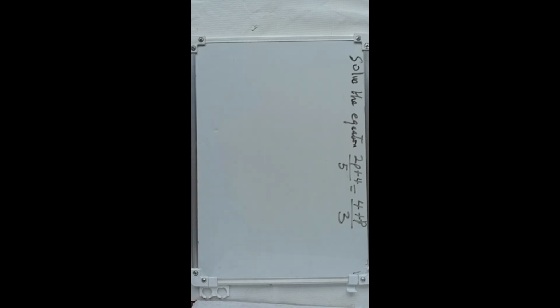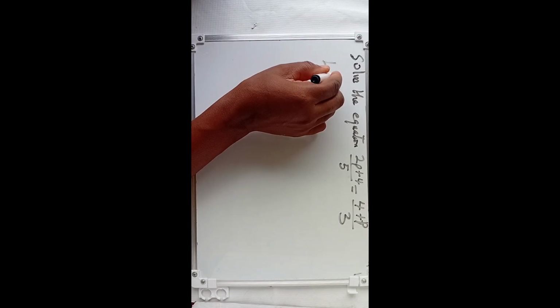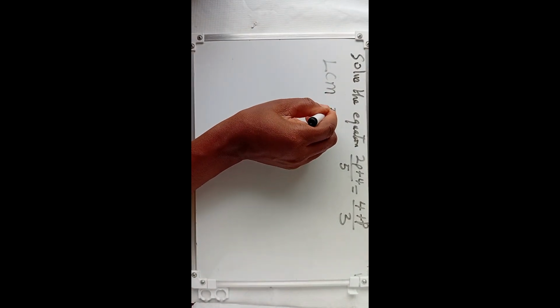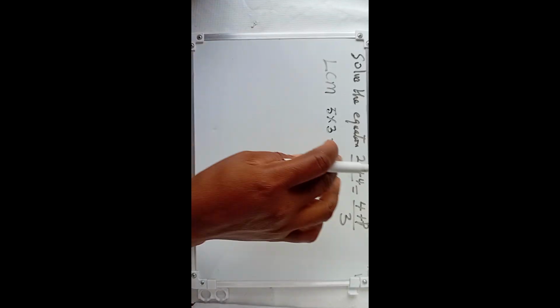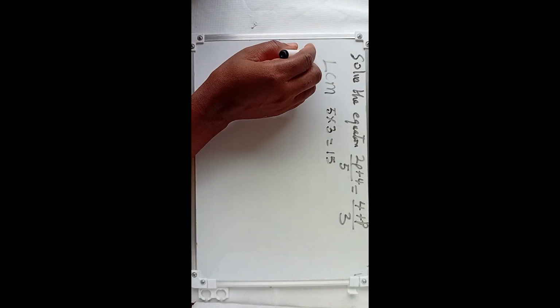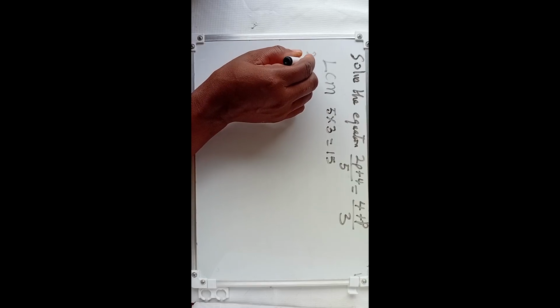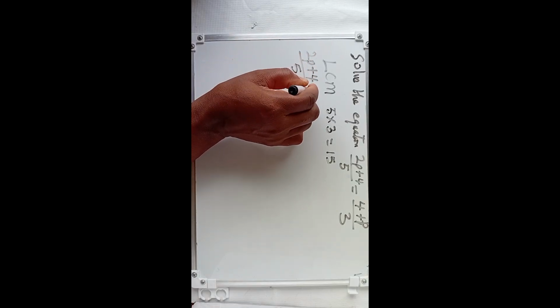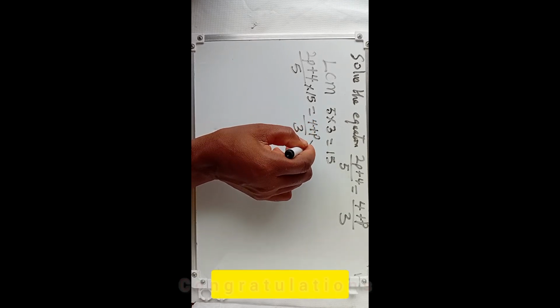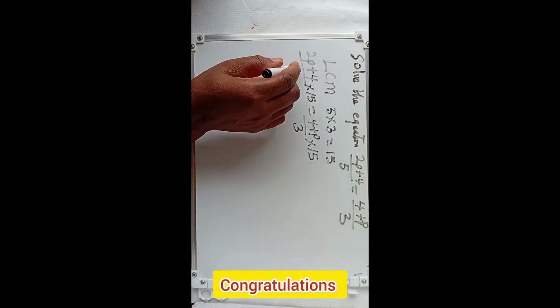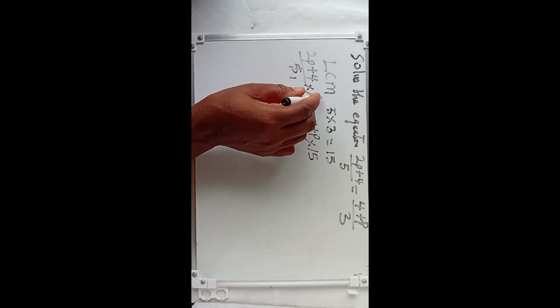The next equation we have is 2p plus 4 over 5 equals 4 plus p over 3. Let's find our LCM. Our LCM can be obtained by multiplying our denominators. So our LCM is 15. Multiply both sides of the equation by 15. So we have 2p plus 4 all over 5 multiplied by 15 equals 4 plus p all over 3 multiplied by 15. 5 here 1, 5 in 15 is 3.